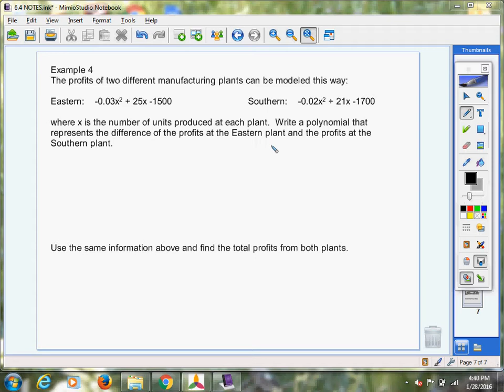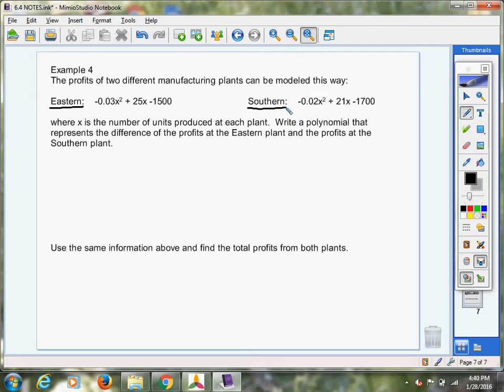We've got the profits of two different manufacturing plants that are being modeled this way. We've got the Eastern plant, whose profit is modeled as negative 0.03x squared plus 25x minus 1500, and the Southern plant, whose profits are calculated by negative 0.02x squared plus 21x minus 1700. X is the number of units produced at each plant.